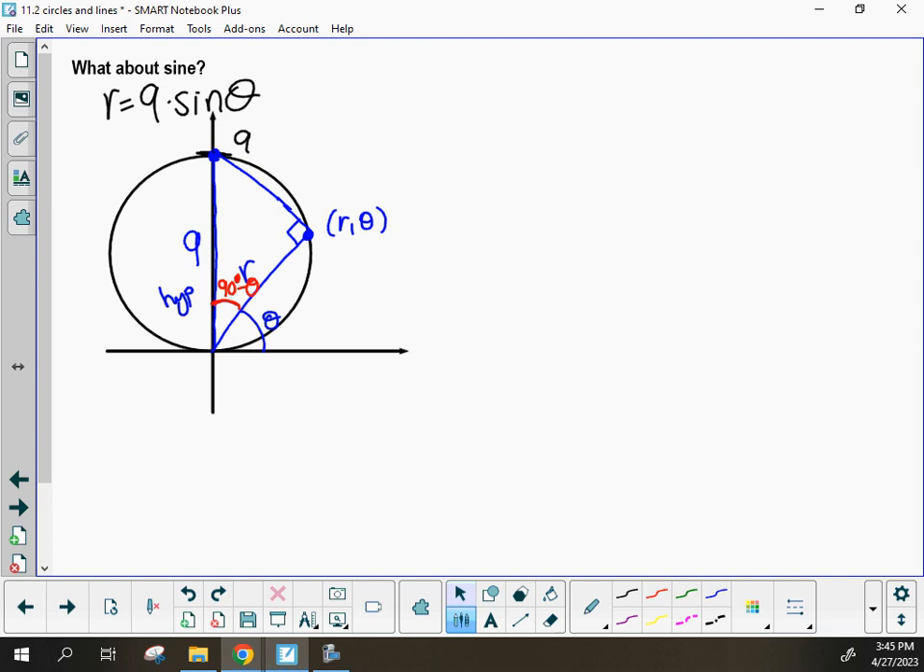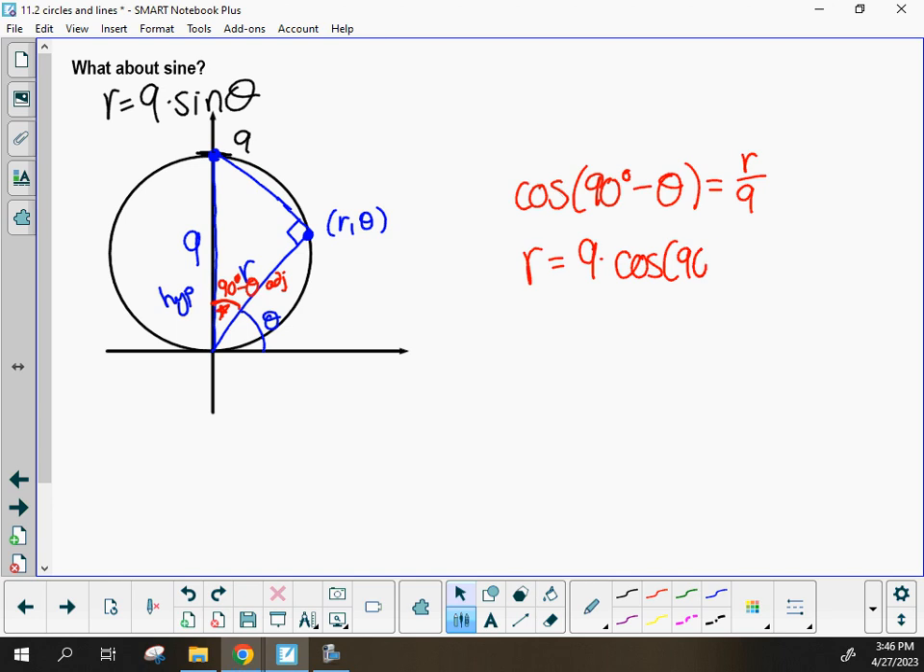So let's write an equation now. Focus on just the triangle parts. Here's what I know. This angle here, I'm just going to put a little star there for now. I've got the hypotenuse, that's always going to be 9. I've got the adjacent, that's always going to be r. We're actually going to start with cosine again, but it's not cosine of theta, it's cosine of 90 minus theta. That would equal adjacent over hypotenuse, or r over 9. I'm still going to get rid of my denominator there, so let's multiply both sides by 9.